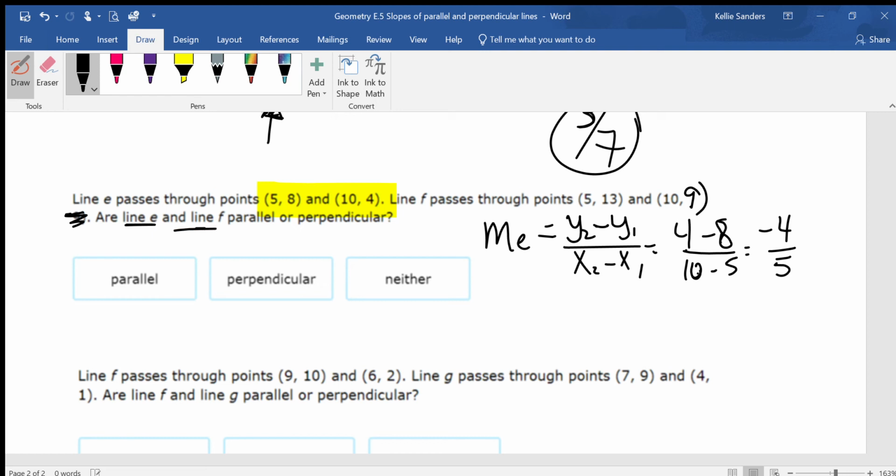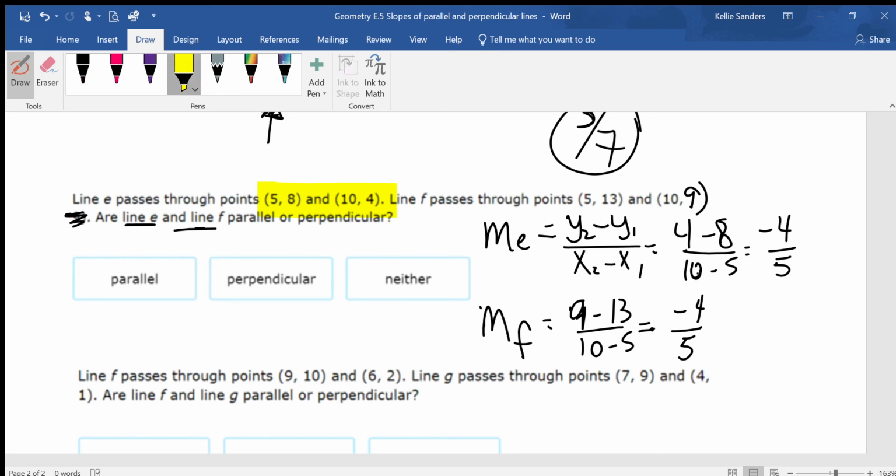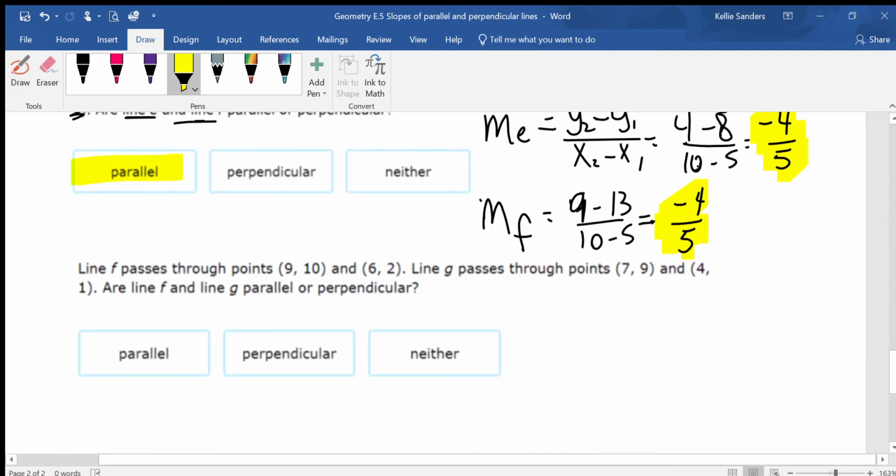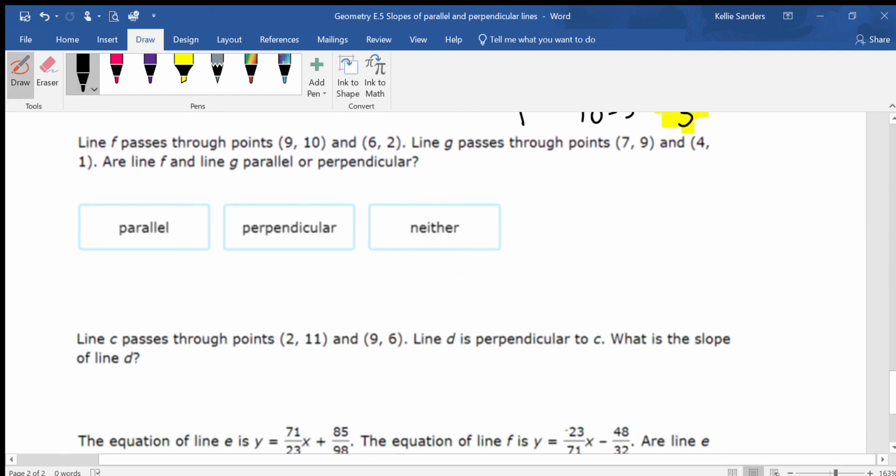So I found slope E, now I need to find slope F. Same formula. So 9 minus 13 over 10 minus 5, negative 4 over 5. So this and this are exactly the same, so they're parallel. Put the 1 right there. These are going to be the same questions, okay? So I'm not going to read everything out.